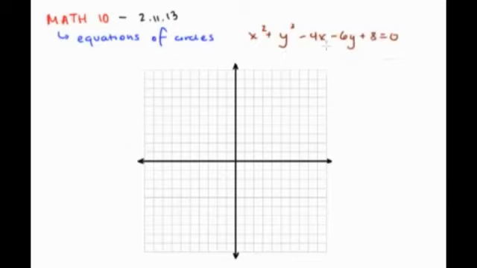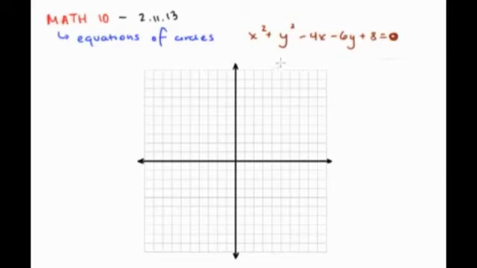So here we have an equation that I have given you: x squared plus y squared minus 4x minus 6y plus 8 equals 0. And by the way, when I said this could also be r squared, my mistake. The general form is 0, not r squared. So let's try this out.